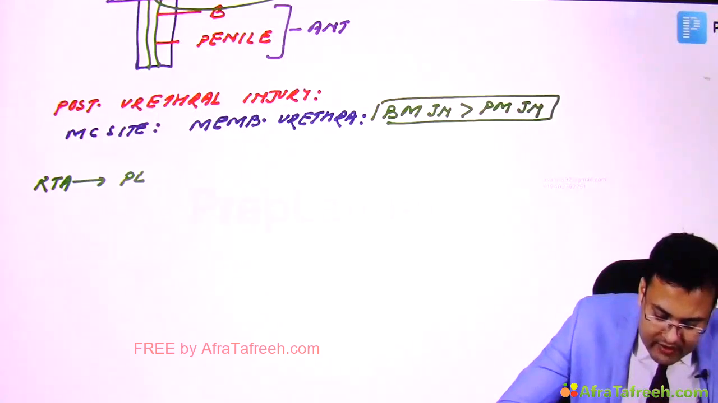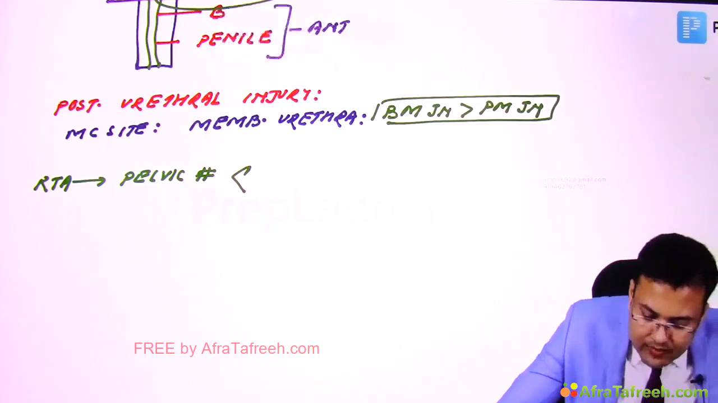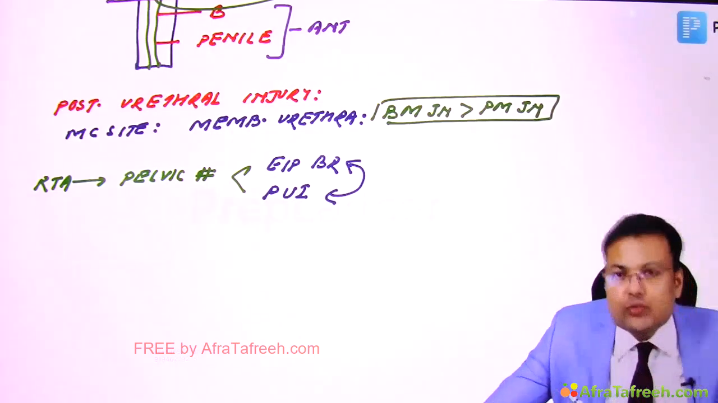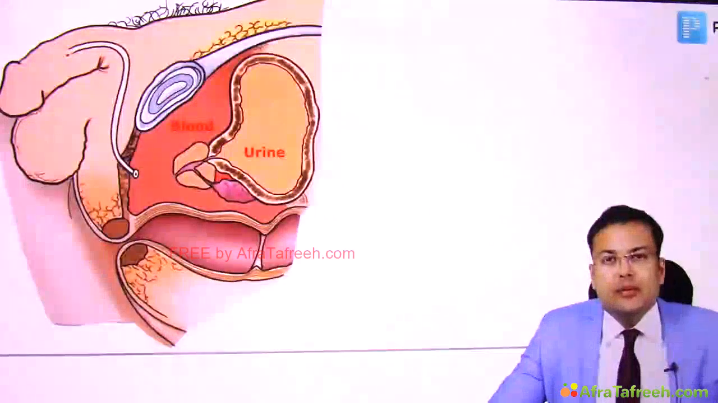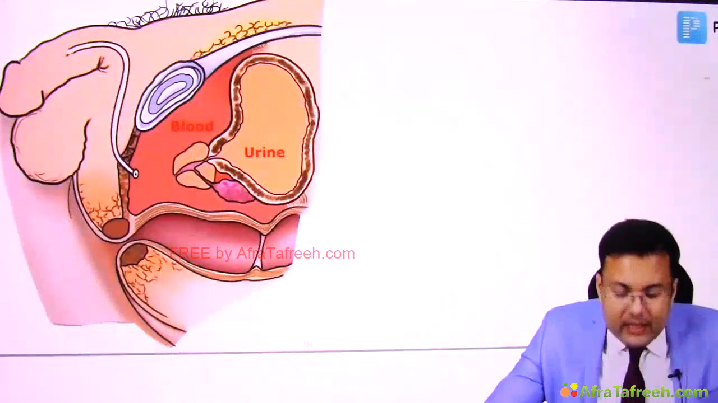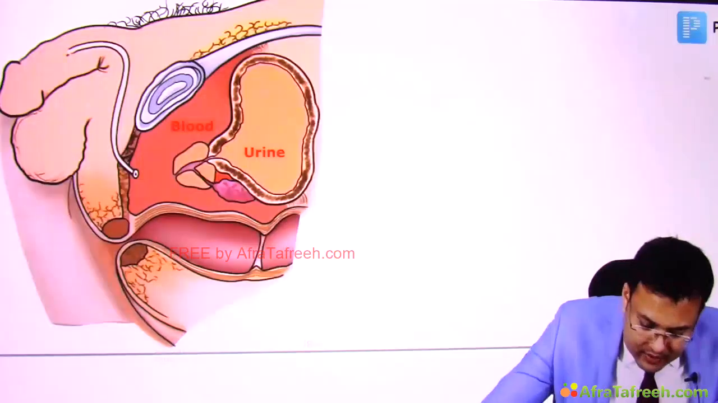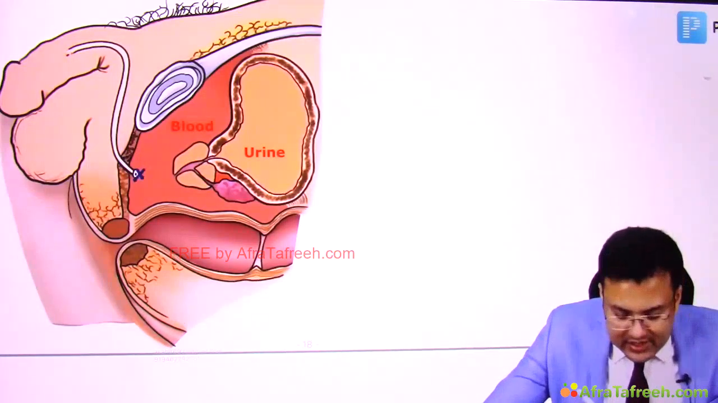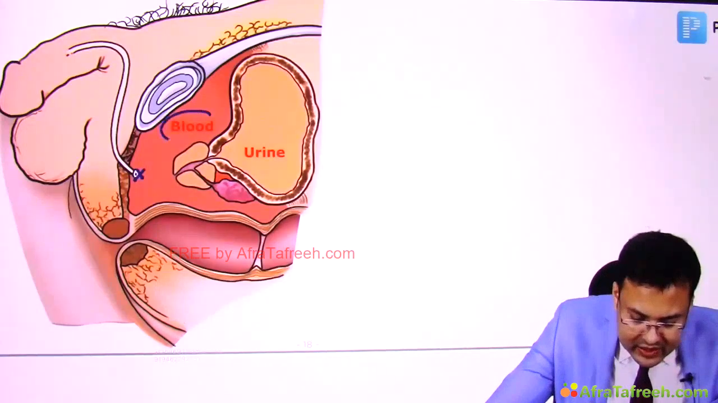This leads to pelvic fracture, and this leads to extraperitoneal bladder rupture and posterior urethral injury, and that's why these are associated. Now see the problem. Here you can see that there is injury of the membranous urethra, and because of this injury what happens, you can see that there is collection of blood.